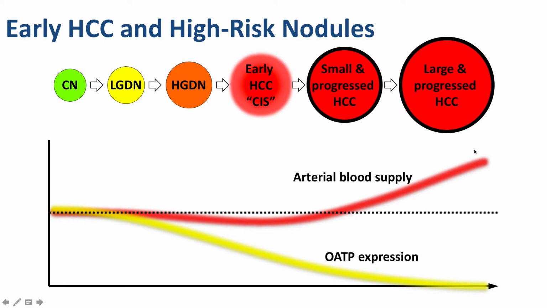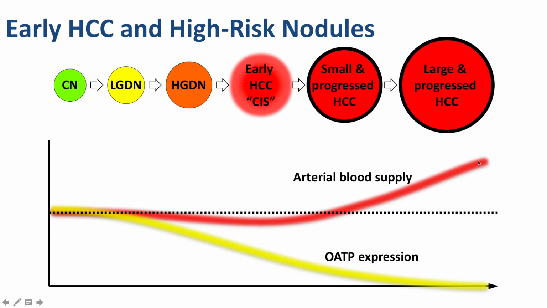So if you're trying to detect HCC based on arterial flow, really you can detect them when they're large and progressed, meaning frankly malignant. Sometimes you can detect them when they're small and progressed, but you can't pick up carcinoma in situ using extracellular agents as a general rule. What about OATP expression? Notice that OATP expression starts to decline usually in the transition from low-grade to high-grade dysplastic nodule, so that OATP can be used to pick up high-grade dysplastic nodules and carcinoma in situs that would be essentially invisible based on their arterial blood flow.